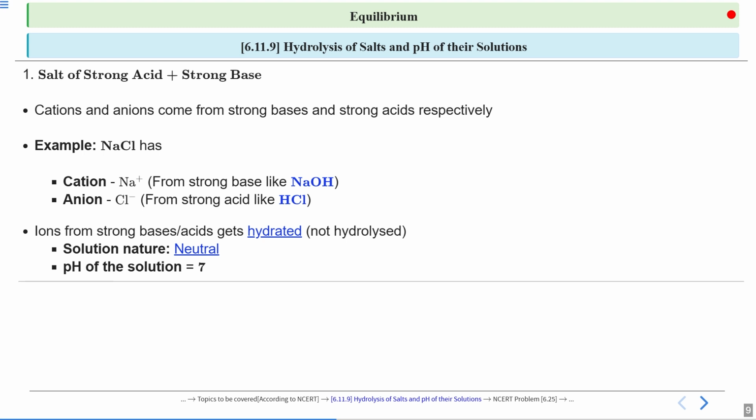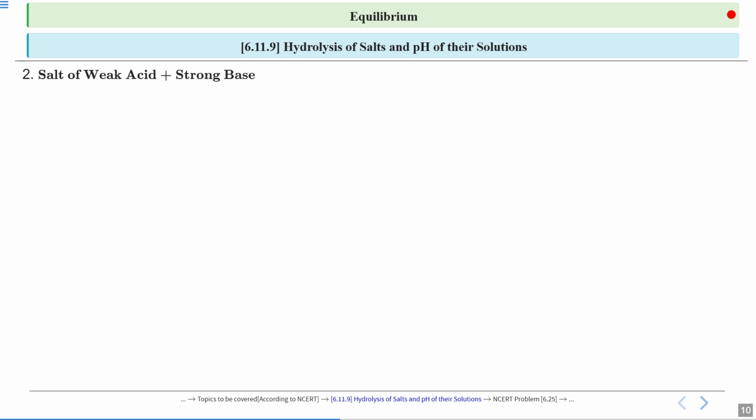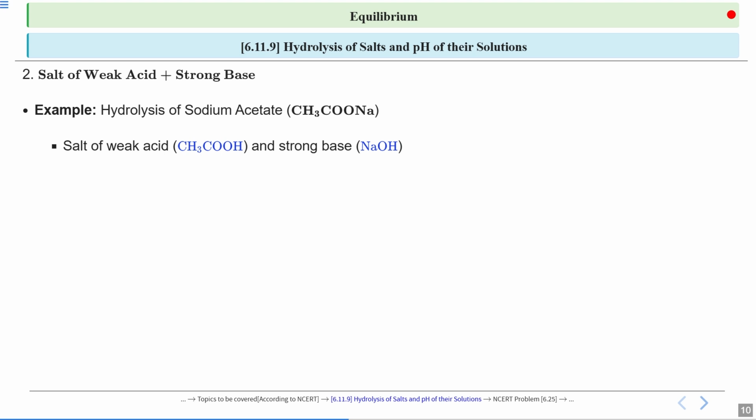Now we will move on to the second case. With this case only, I will try to quantify all of the hydrolysis cases. You will do the same calculation for the remaining cases. I will help you with the second one and tell you the result of the third and fourth. So for that, again, we are taking the example of hydrolysis of sodium acetate. We know it very well. What will happen, from the previous discussion? It is a salt of a weak acid, acetic acid, and a strong base, which is sodium hydroxide.